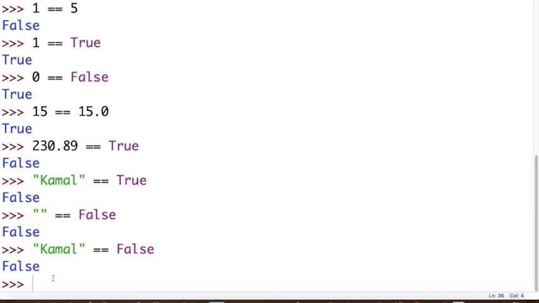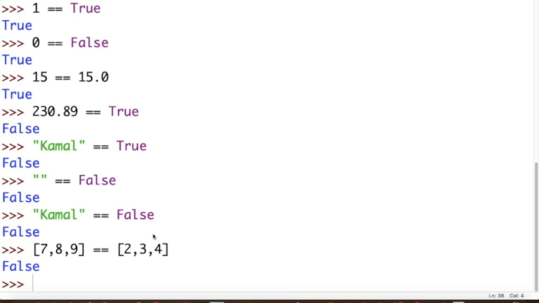Now let us go to the next question. We have a list of values 7, 8, 9. Let us compare it with 2, 3 and 4. These are the two lists of values. Let us see what is the result. So the left hand side list is having 7, 8, 9. The right hand side is having values 2, 3, 4. Let us see what is the result of this comparison. It is giving you false, because the left hand side values are not equal to or similar to the values which are present in the right hand side.